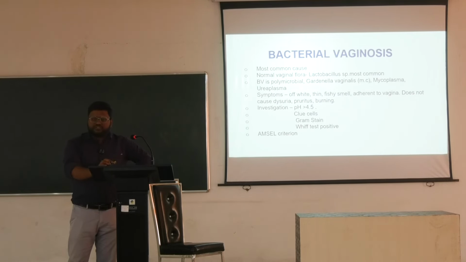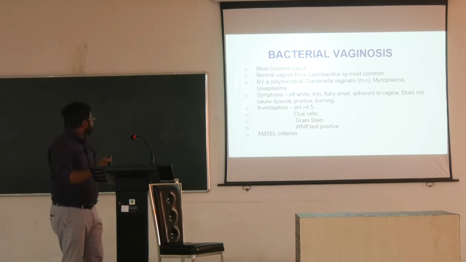These are called as clue cells. তো in a wet mount microscopy যখন 20% এর উপরে আমরা vaginal cells কে clue cell দেখতে পাবো, that will be your most important diagnostic criteria for bacterial vaginosis.